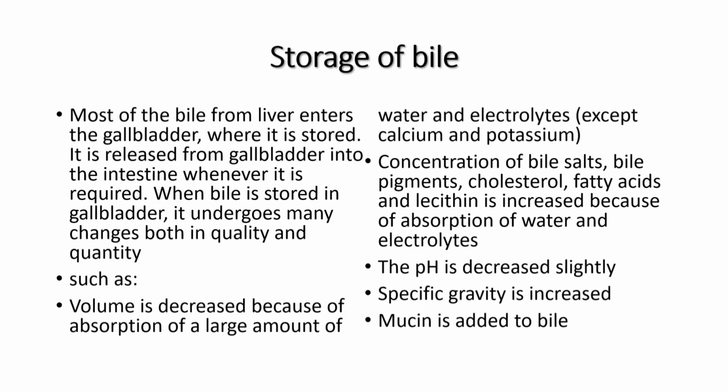Storage of bile. Most of the bile from the liver enters the gallbladder, where it is stored. It is released from the gallbladder into the intestine whenever it is required. When bile is stored in the gallbladder, it undergoes many changes both in quality and quantity. Volume is decreased because of absorption of a large amount of water and electrolytes, except calcium and potassium. Concentration of bile salts, bile pigments, cholesterol, fatty acids and lecithin is increased because of absorption of water and electrolytes. The pH is decreased slightly. Specific gravity is increased. Mucin is added to bile.